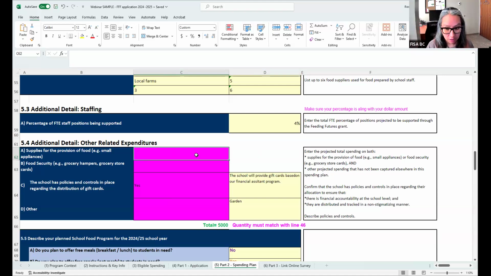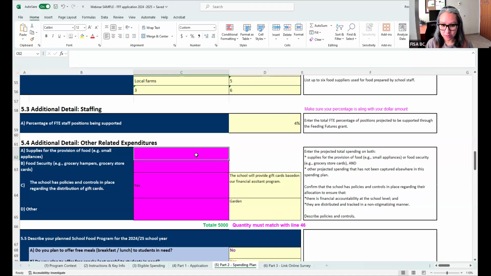Lots of the schools already got appliances this year and are ready to go. So you don't have to write anything if your food program is set up with everything you need. If you feel that last year you didn't do it and this year you need something, you can always write your appliances here.